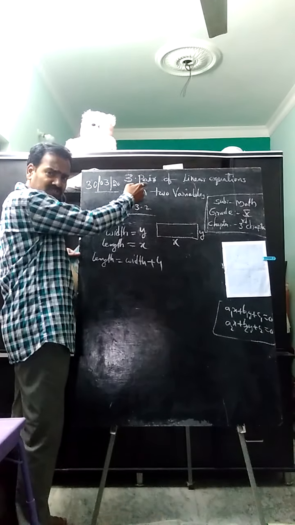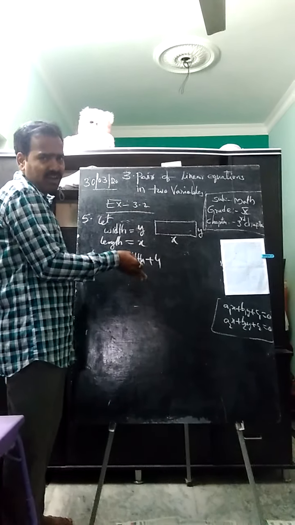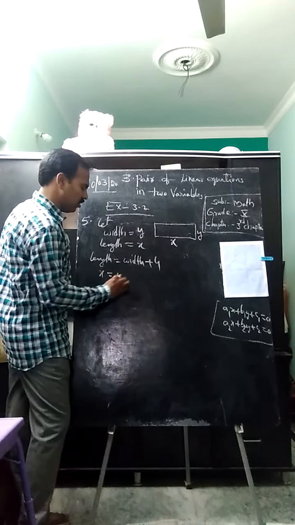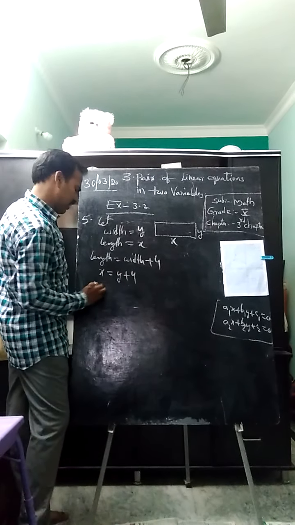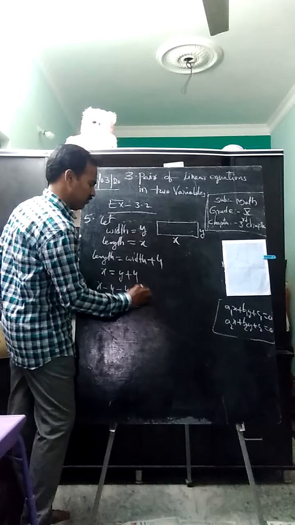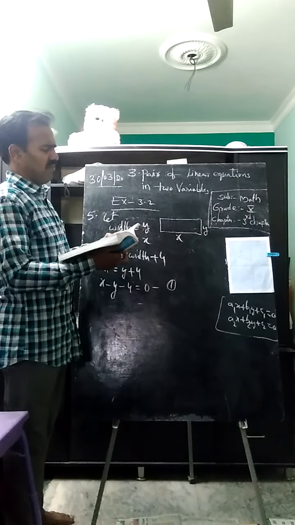We are learning about a pair of linear equations in two variables. That is why we are taking two variables, or else we can take one variable as we learned in earlier classes. Length we took as x, which is y plus 4. Write in standard form. Equation 1.